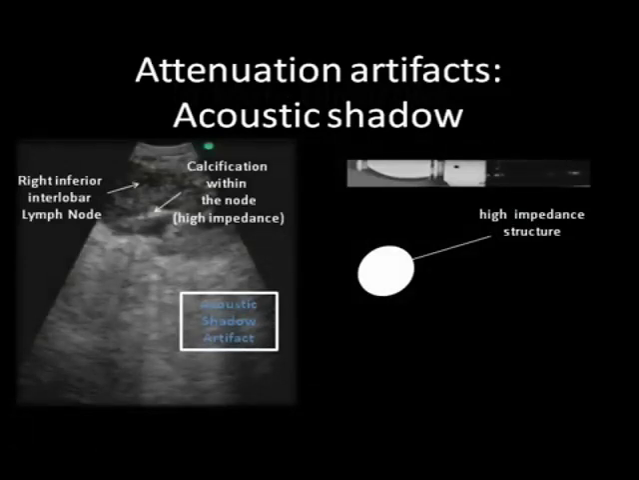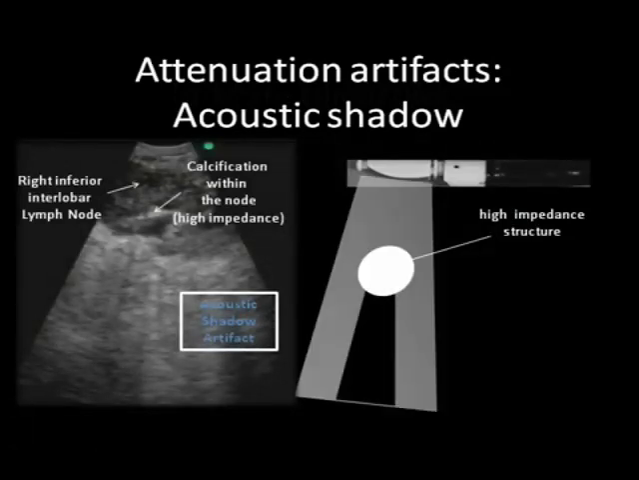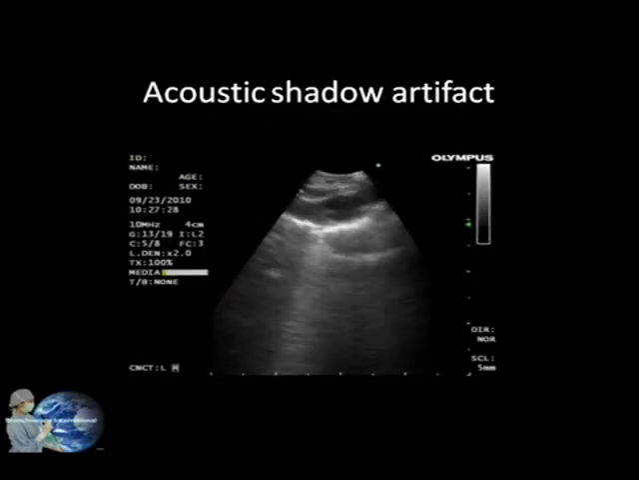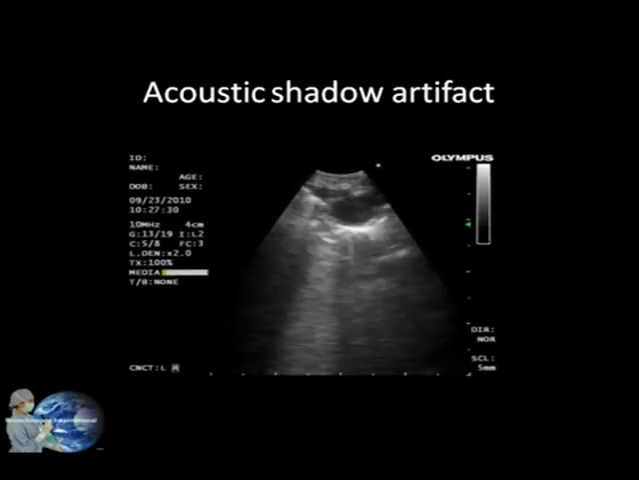The acoustic shadow artifact is the reverse of the tadpole tail. The area behind a high-density structure, such as a calcified lymph node, is hypoechoic compared with surrounding tissues. Here is an example of the acoustic shadow artifact.